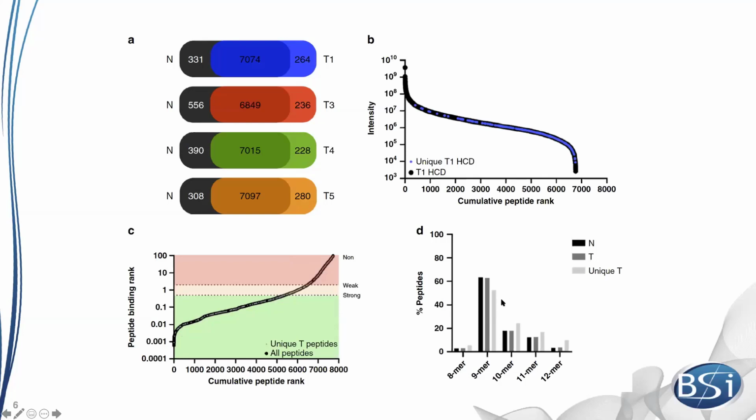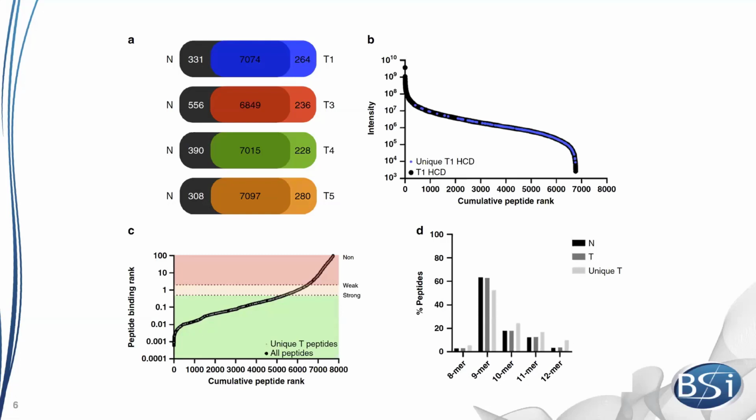And then they characterize the overall length of the ligandome sets in each of the samples. As expected, most of the peptides are 9-mers, which is very characteristic of HLA-1 peptides. They do point out that they see a slight increase in longer peptides, 11 and 12-mer peptides, amongst those that are unique to tumor clones.